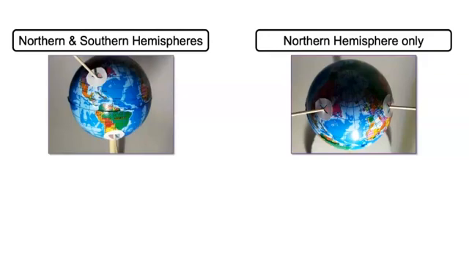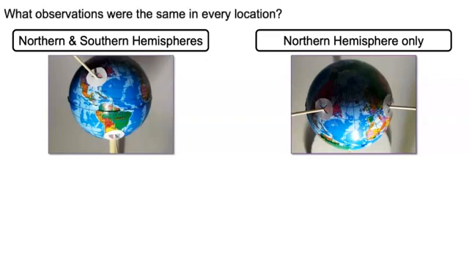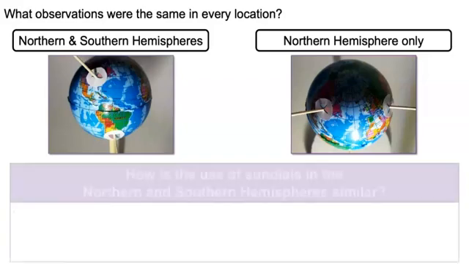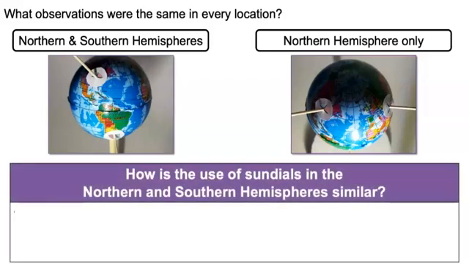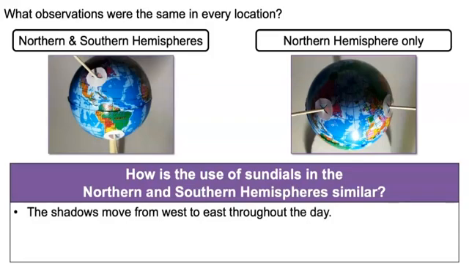So, on our sundial models, we place sundials in locations in both the northern and southern hemispheres. What observations were the same in every location? In other words, how is the use of sundials in the northern and southern hemispheres similar? Well, remember, the Earth spins in a counterclockwise direction. So maybe you observed that the shadows move from west to east throughout the day in both hemispheres. That is a great observation. What other observations were the same in every location?